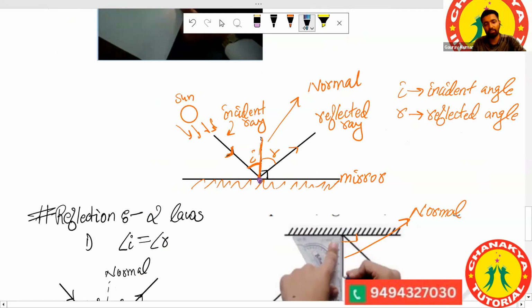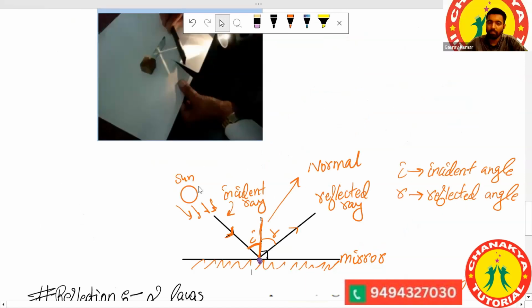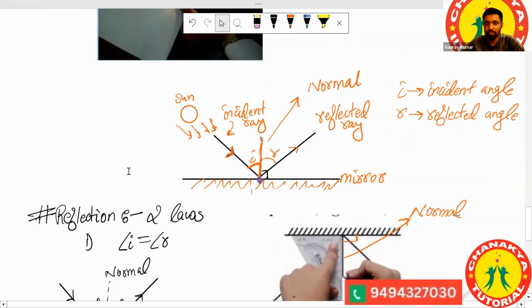You can say this is the point of incidence, but it is of no significance to us. What is important to us is the incident ray, the reflected ray, and the normal to the surface. And we need to understand what a mirror is. A mirror is any shiny surface. Shiny means it is coated with something.